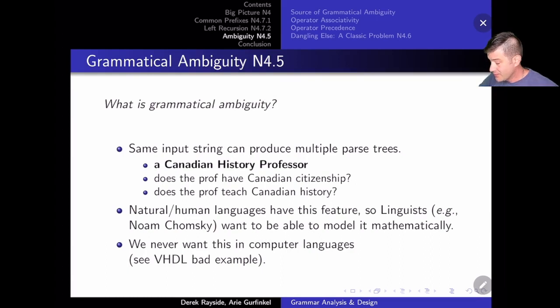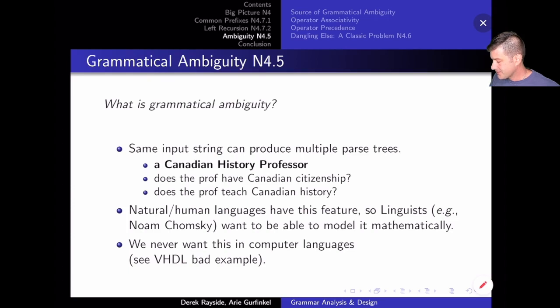There are always examples from natural languages. So, for example, if we say something like "a Canadian history professor," we have a question: is that a history professor that is Canadian, or is that a professor of Canadian history? We don't know how to interpret it, and the actual interpretation may depend on context or on other information that's not even in the text that we're trying to parse.